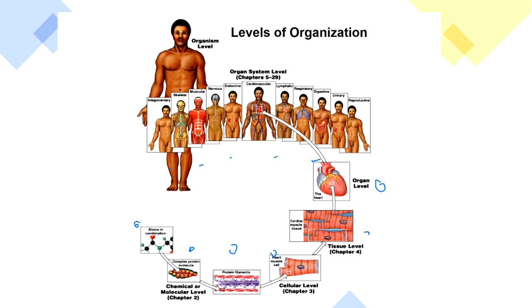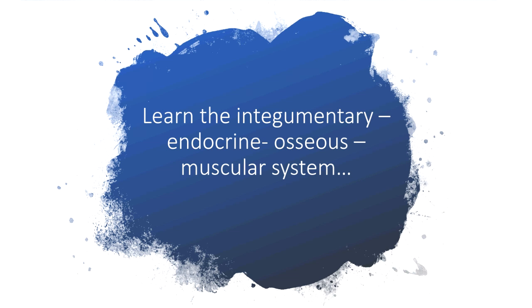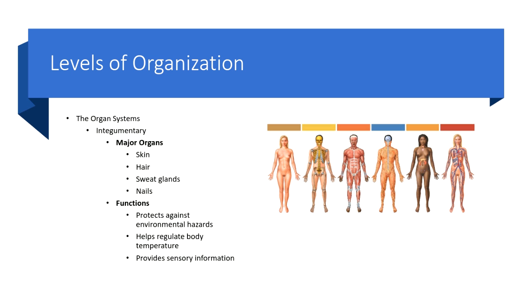go through one by one, because he wants you to learn these different systems. We're just going to go through their basic information, nothing too detailed yet. So first, we're going to start with the integumentary system, our skin. The major organs are the skin, hair, sweat glands, and nails, and its function is to protect us from the outside world.